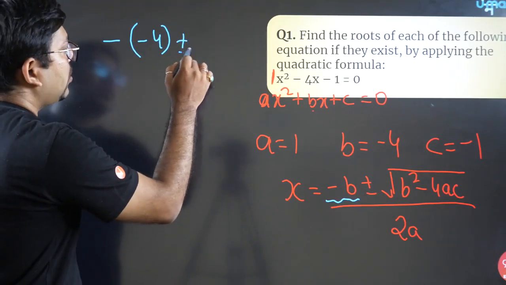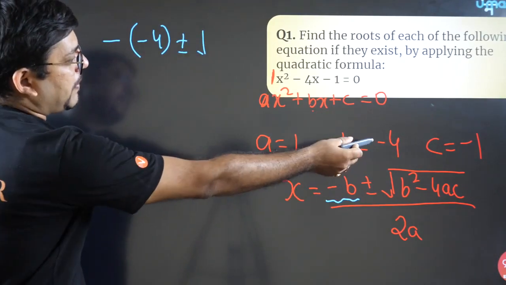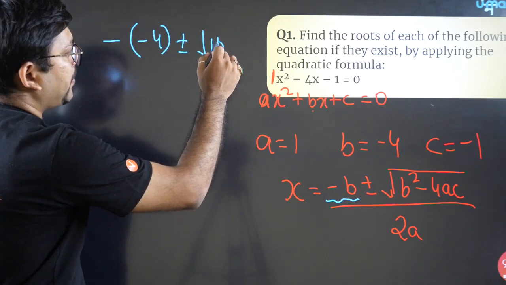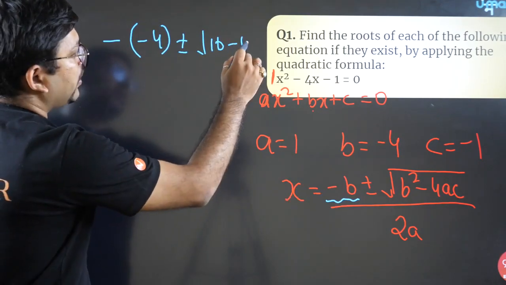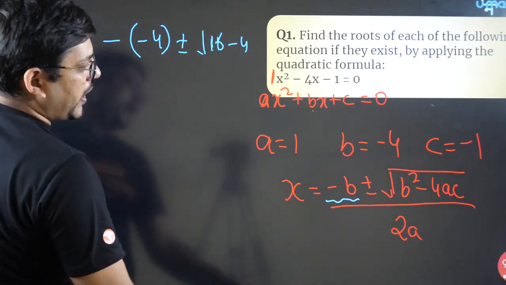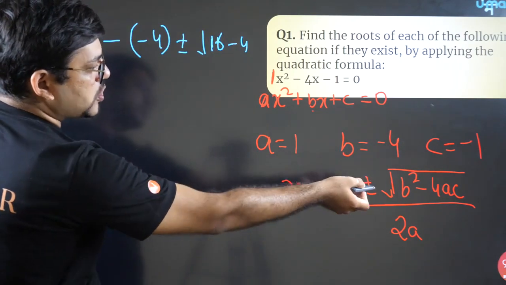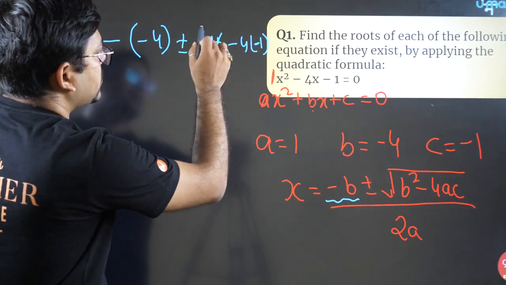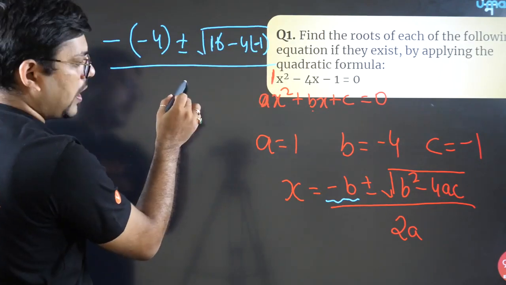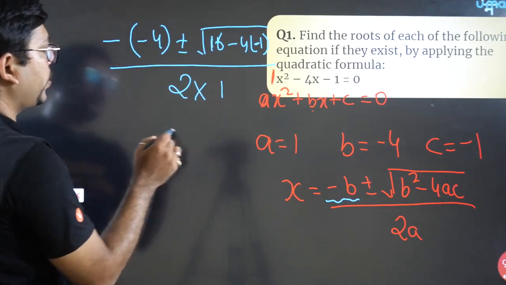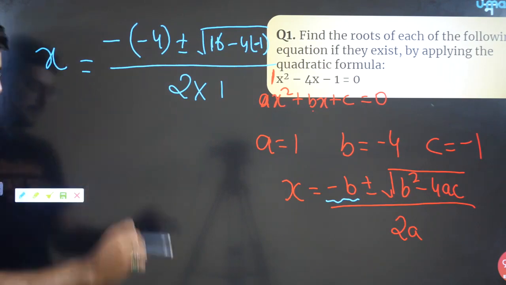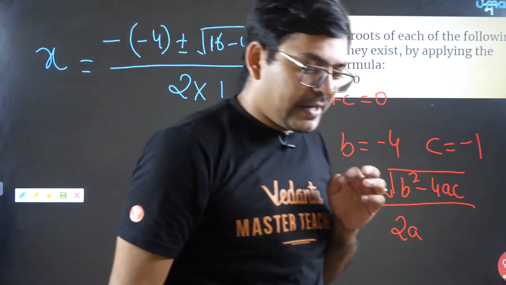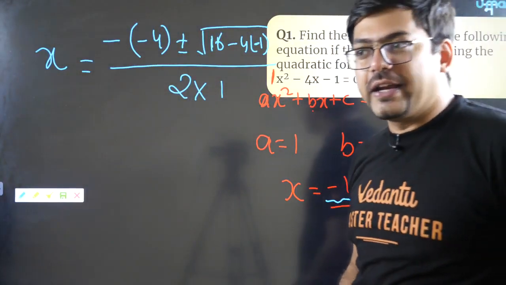Thereafter plus root under b square, so b square minus 4 square will be 16, I am writing it directly, minus 4 into a into c. So into a is nothing but 1, so does not matter. C is minus 1, so that matters, minus 1. I hope you all are able to read it out, 2 into a, so this is x. Fine, please pay attention, you have to understand this and get the value.